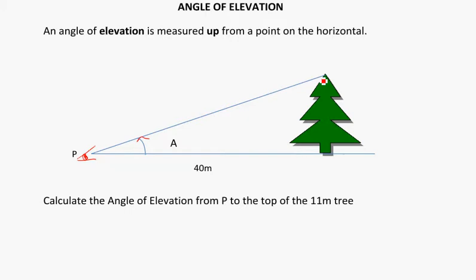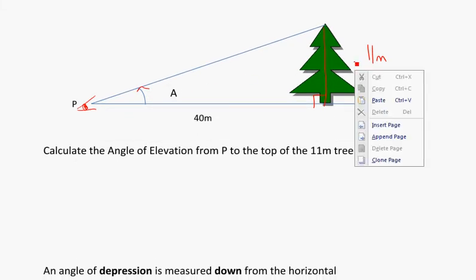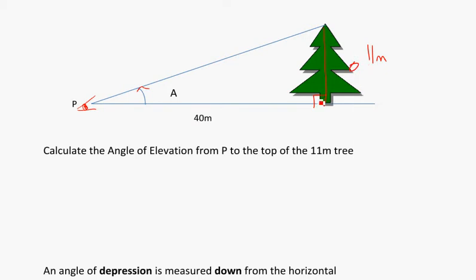So here's a tree that says calculate the angle of elevation from P to the top of the 11-metre tree. So we know that that tree is 11 metres, so we can draw our right angled triangle and, usual procedure, label your sides. So we have an opposite, and we have an adjacent, and so you'll be getting used to what trig ratio to use. We'll just draw it here. An O and an A is of course our tan ratio.